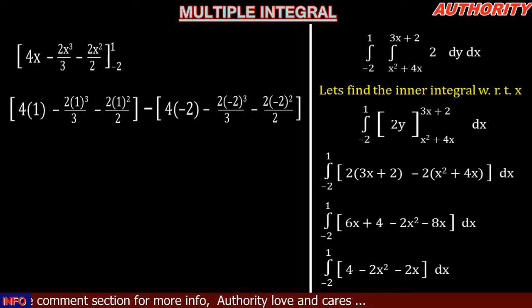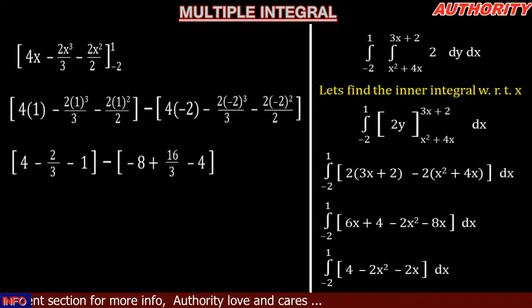All right, good. Now here, when you say 4 times 1 is 4, and then 2 times 1 raised to power 3 is going to give us 2 all over 3. Okay, and then when you say 2 times 1 all over 2 is 1. All right, so the first bracket gives us 4 minus 2 all over 3 minus 1.